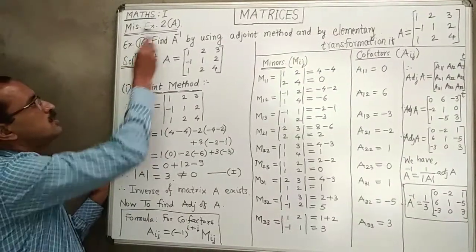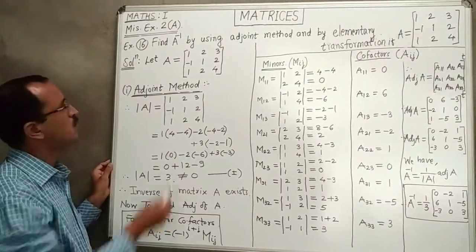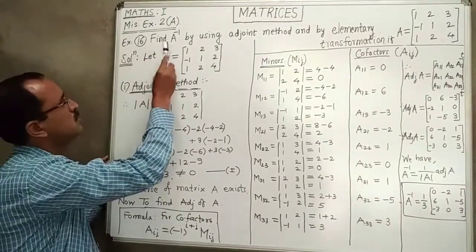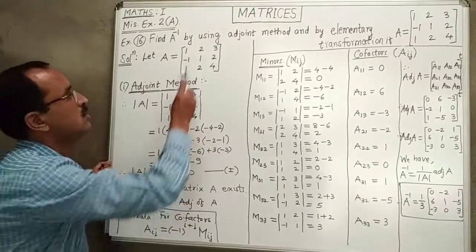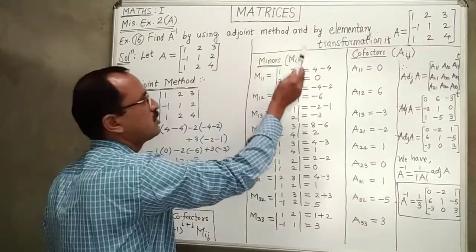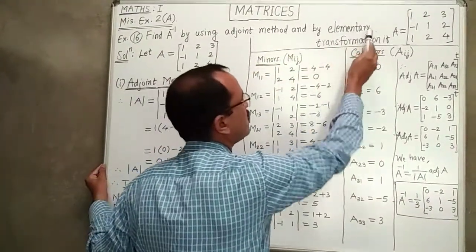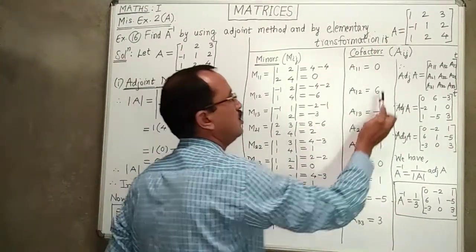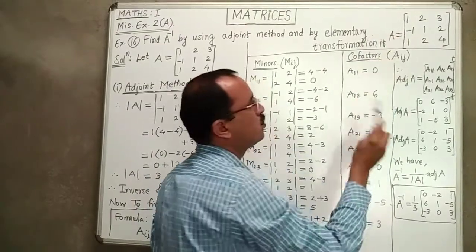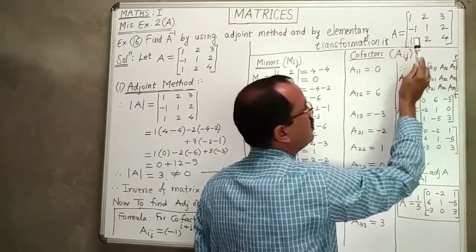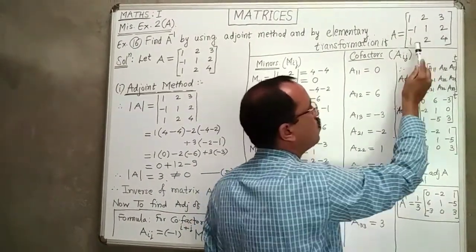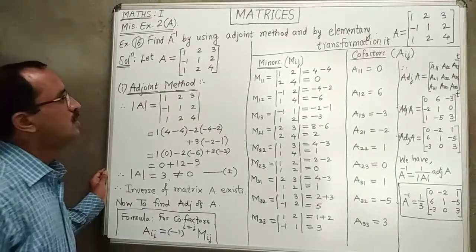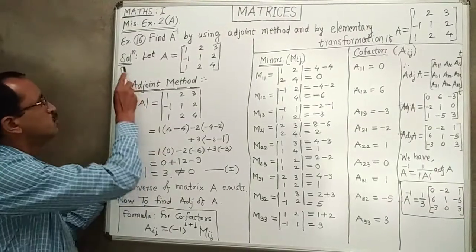In miscellaneous exercise 2a, now we solve example number 60. The example is: find A inverse by using adjoint method and by elementary transformation, if matrix A is equal to [1, 2, 3; minus 1, 1, 2; 1, 2, 4]. Now, solution.